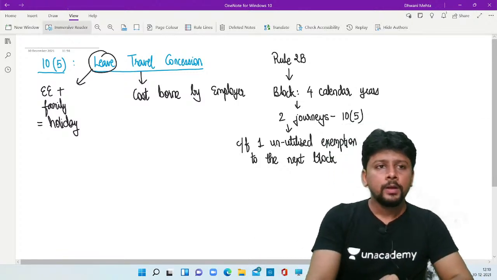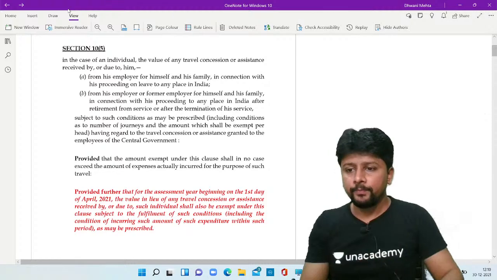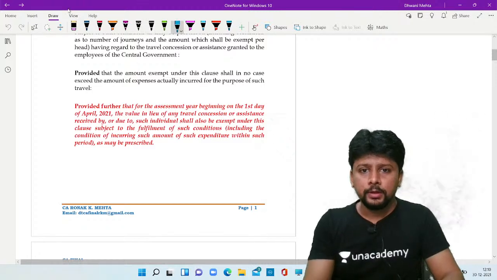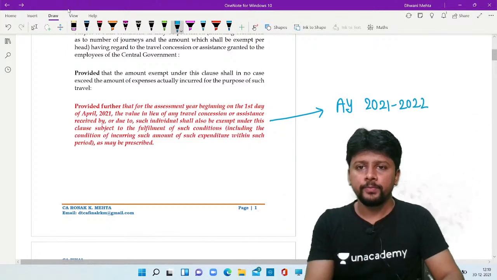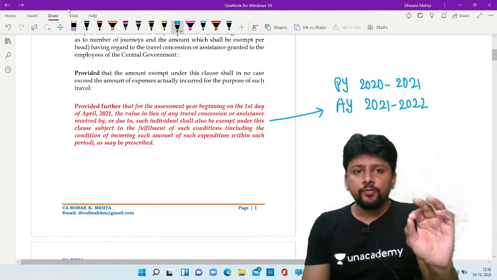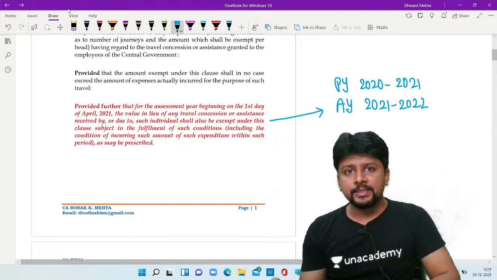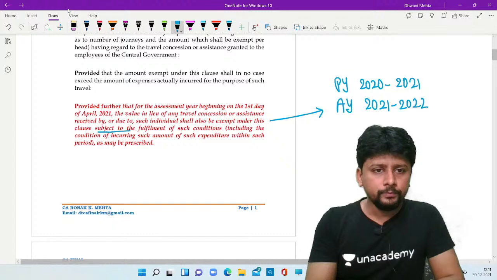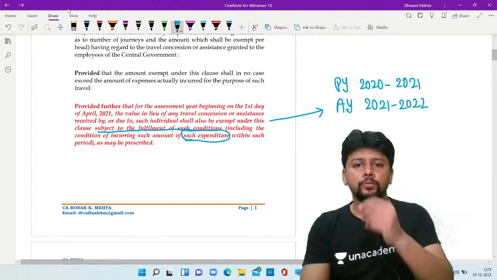Realizing this, 10(5) was amended. The amendment was introduced as per our budget, Finance Act 2021. But the amendment that was introduced is applicable for assessment year 21-22. That means previous year 2021. If for that assessment year you have received cash assistance, then you will get an exemption even when you have not traveled. Even when you have not traveled, you will still get an exemption, subject to fulfillment of such conditions, and you have to incur some expenditure out of that amount.